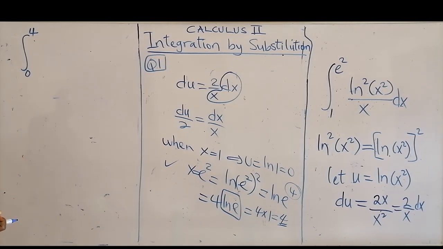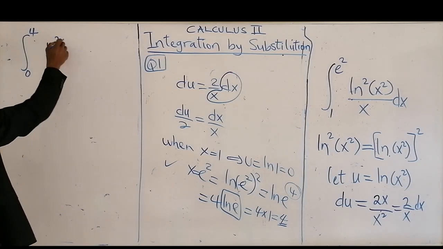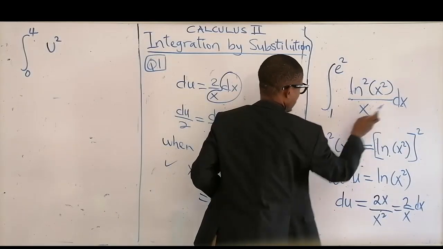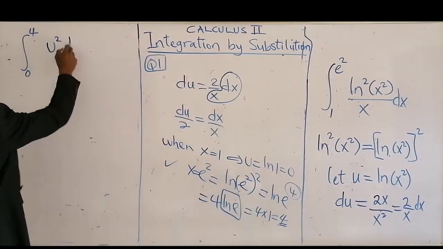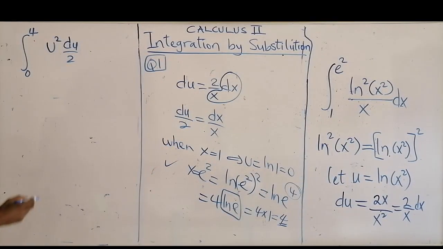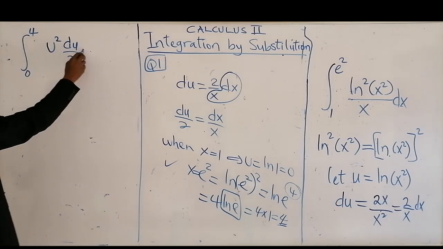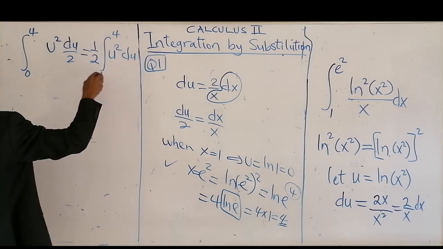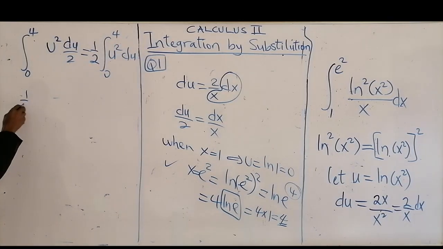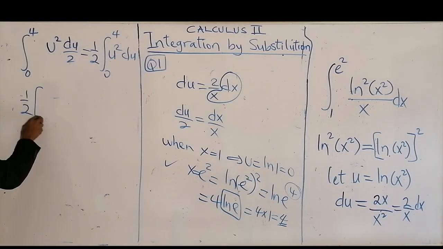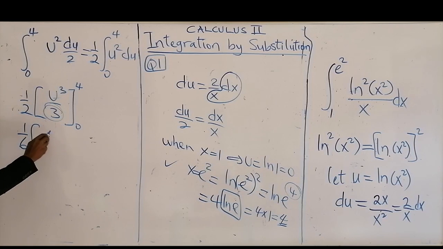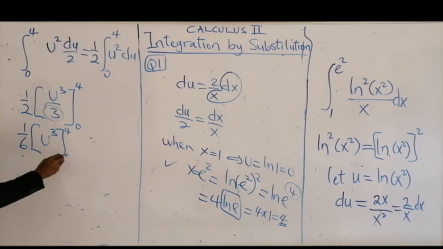Let's go back to that function now and change the entire function to the u function. That will be u squared for this one. Then the x over x, we have it as u over 2. Can we move the 2 outside? And that will be half integral of u squared du, with the upper boundary and the lower boundary. So we now have half. If you integrate this one, it's going to give you u cubed over 3, with your upper and lower boundary.